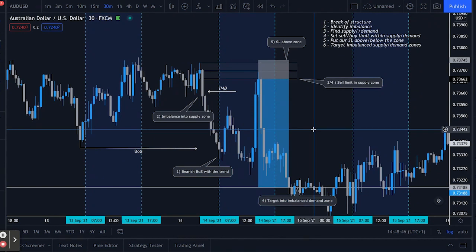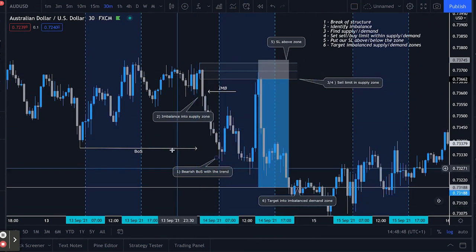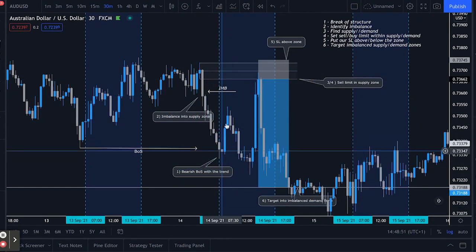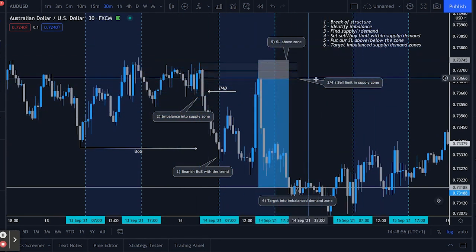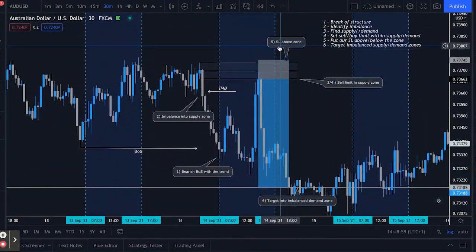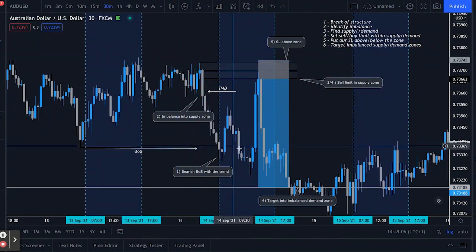But we can see the rules are good, we can see that everything's working, and we have it all marked down now. So first of all, we had this bearish break of structure, then we found an imbalance into a supply zone, then we found the supply zone, placed a sell limit in it, then we put a stop loss above the zone and we targeted the imbalance. And as you can see, that set of rules works.